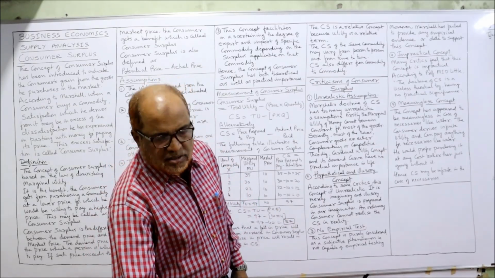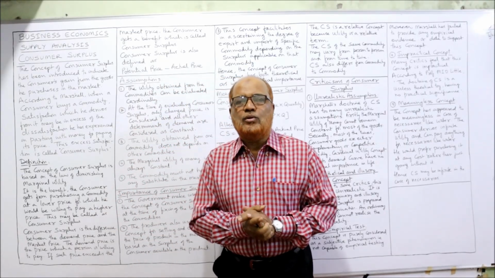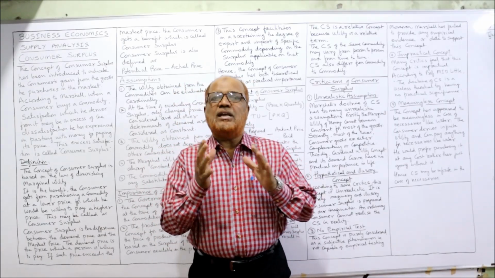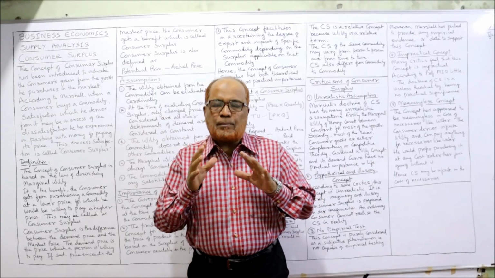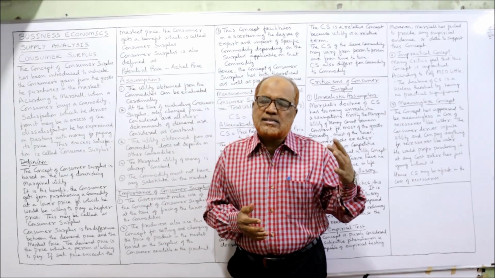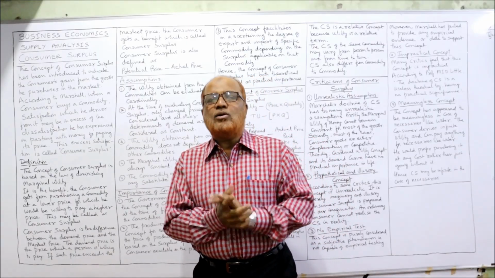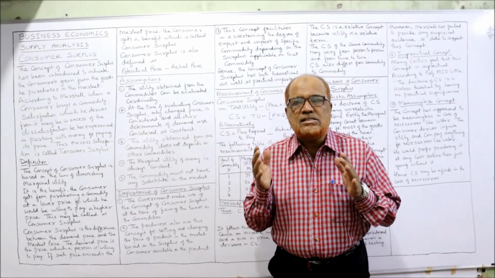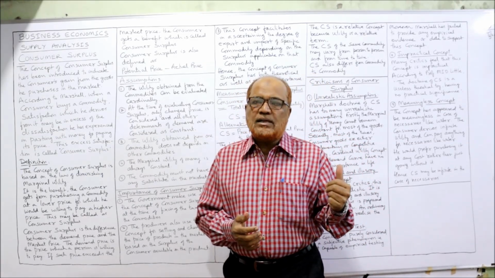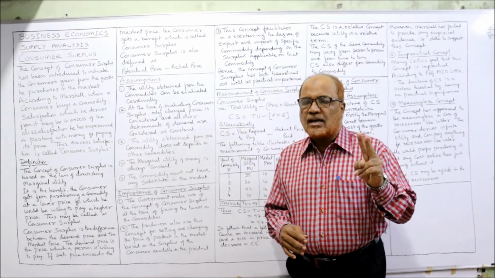Already in this unit number 3, supply analysis, I have given 2 videos and this is the 3rd video. In the first video I explained the meaning of the term supply, law of supply, determinants of supply, supply schedule, supply curve, assumptions of the law of supply, and exceptions to the law of supply. In the second video, I explained the elasticity of supply, types of elasticity of supply, and lastly the market equilibrium.